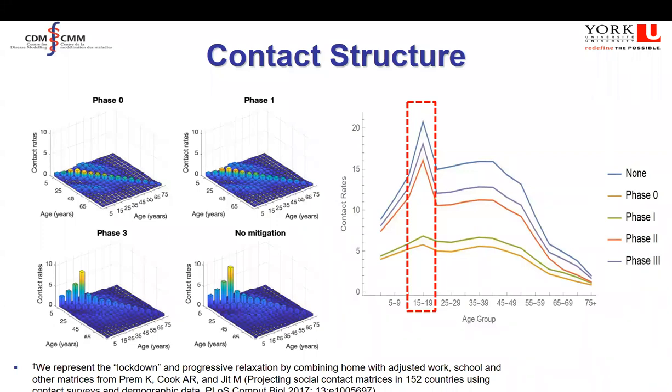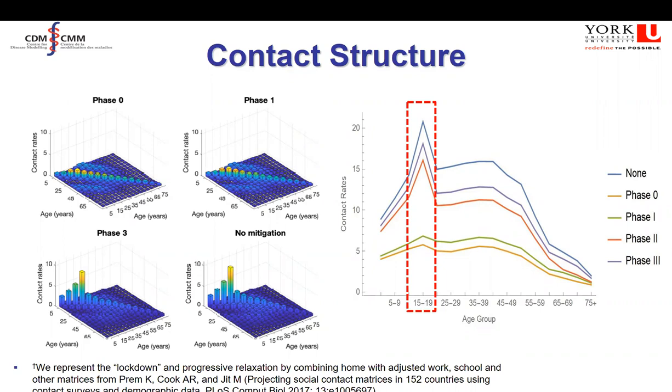And so here on the bottom right, we have no mitigation. And then on the top left, we have when there was the full lockdown and in between with phase one and phase, there's no phase two here. Anyway. We have different matrices that reflect school closure, work from home, some work from home, looking at workers that have to go to work, and so on.